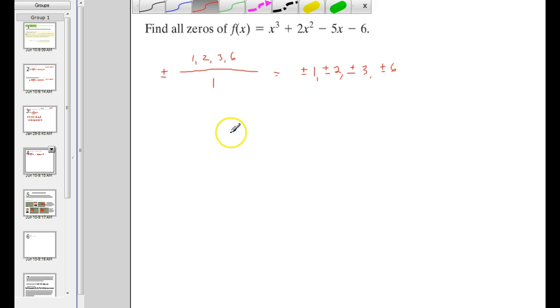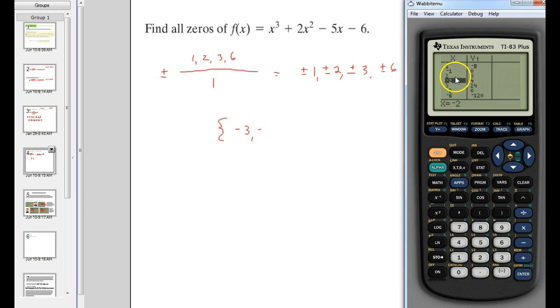Now typically you write these inside a set bracket, and you would write them in an increasing order, so negative 3, negative 1, and 2.